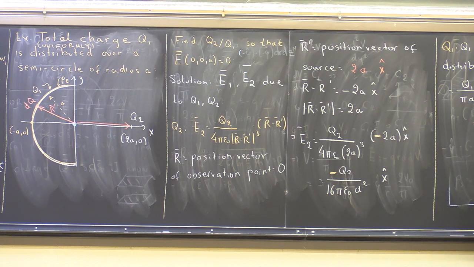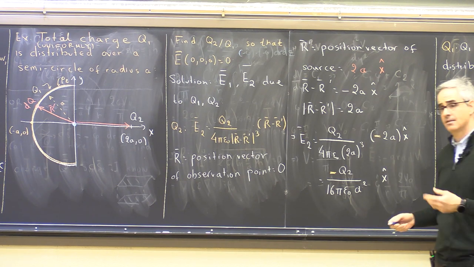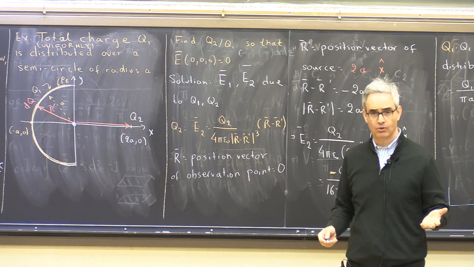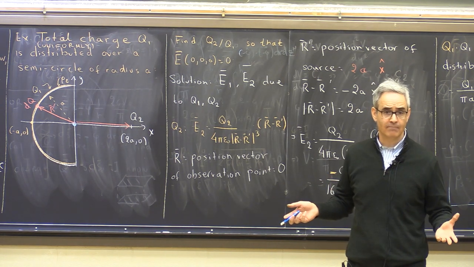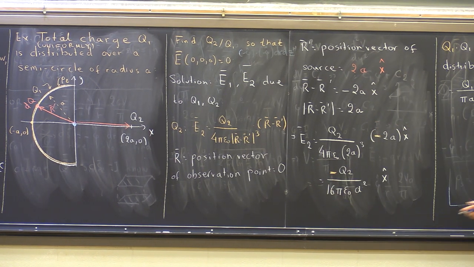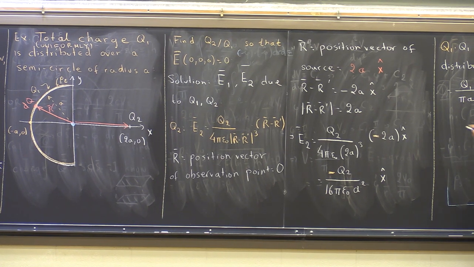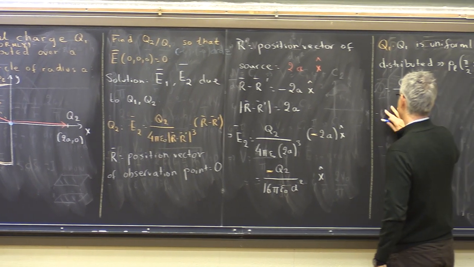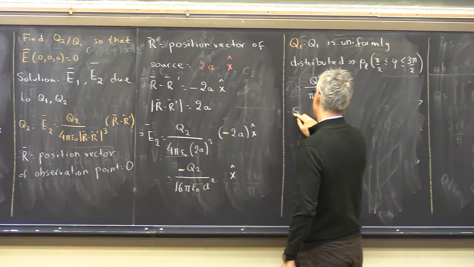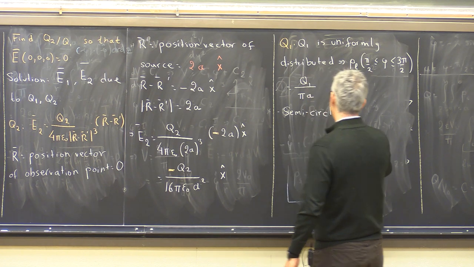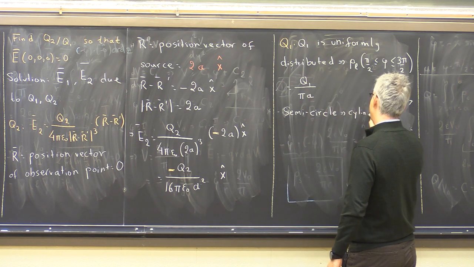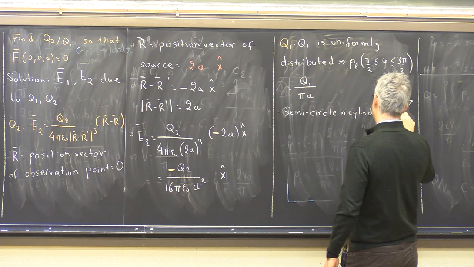In these cases, you remember that we presented a few steps. The first step is figure out which coordinate system to use. Here we have part of a circle, so we have to use cylindrical coordinates. So whenever I see semicircle, circle, arc, whatever, I will need to use cylindrical coordinates.